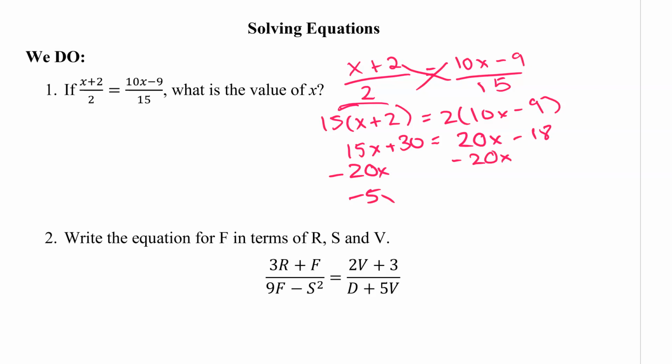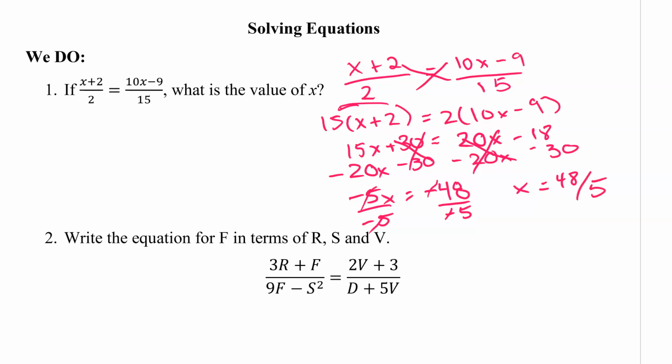Got negative 5x, and I can also subtract that 30. So it just cancels, and this cancels. So we got negative 48. Divide both sides by negative 5. Negative 5's cancel, and then negatives cancel on my right-hand side, so I have x equals 48 divided by 5, or 48 fifths.